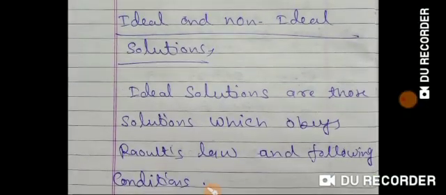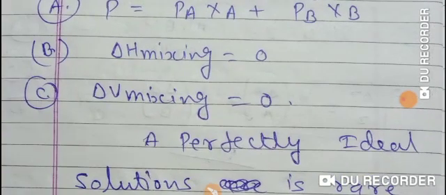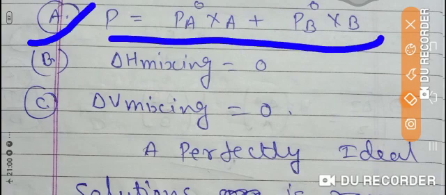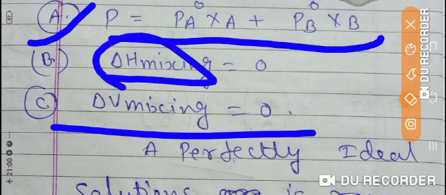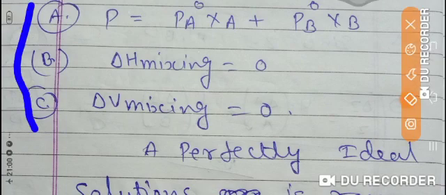As I explained, the first condition to be an ideal solution is P equal to Pa naught xi A plus Pb naught xi B. Delta V mixing equal to 0 means before mixing, the volume of the two liquids must be equal to the volume of the total solution, as I explained in the figure. Delta H mixing, delta H is the enthalpy. There should not be either energy released or energy absorbed by the solution when you mix two liquids to form a solution. So these are the three conditions under which we can say this is an ideal solution.